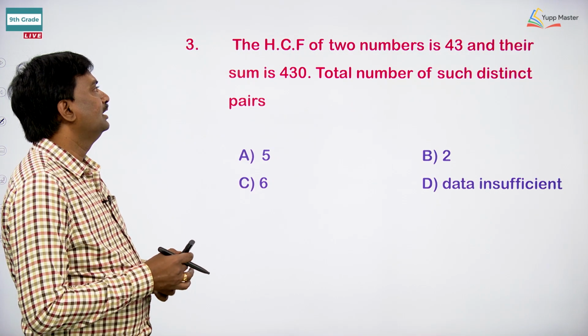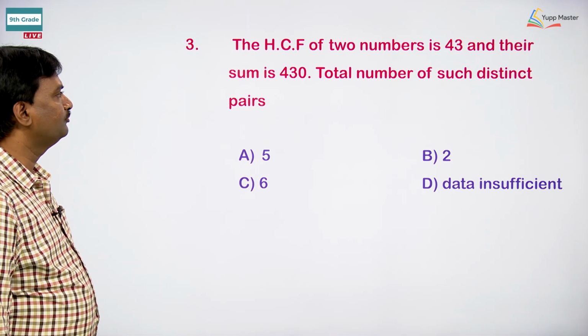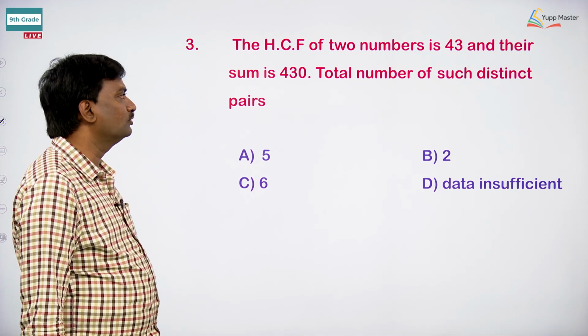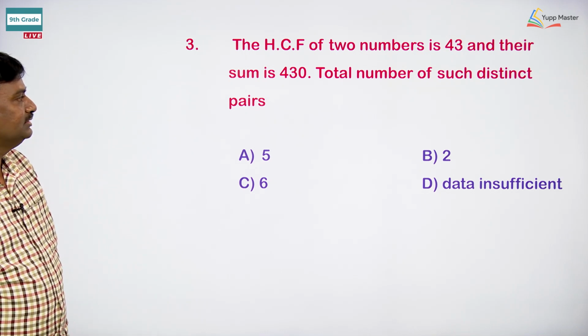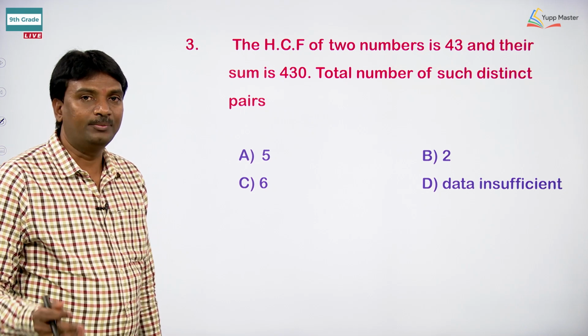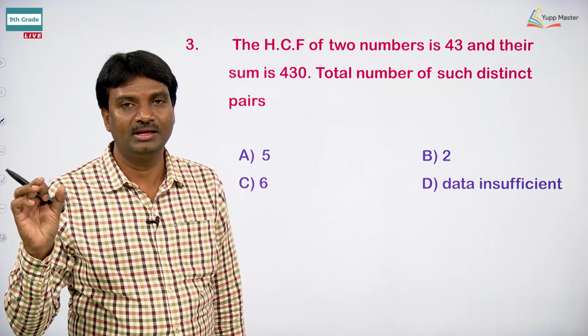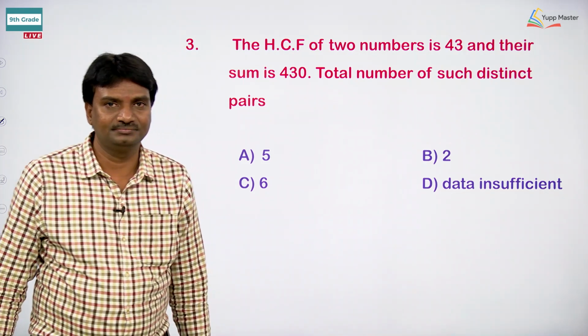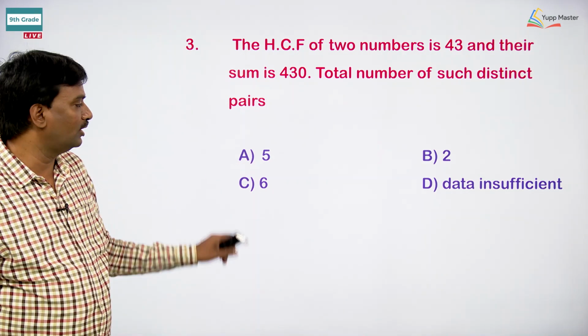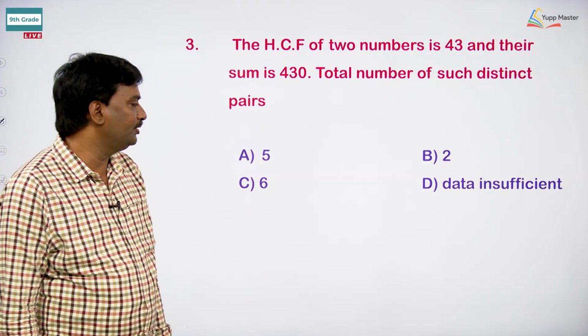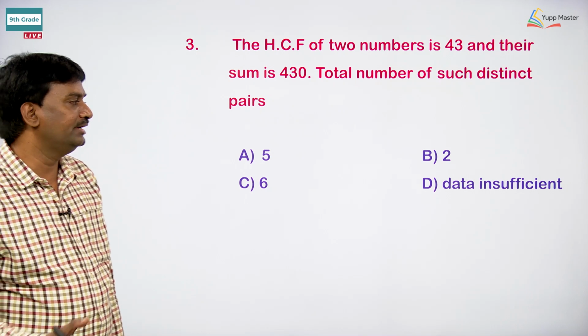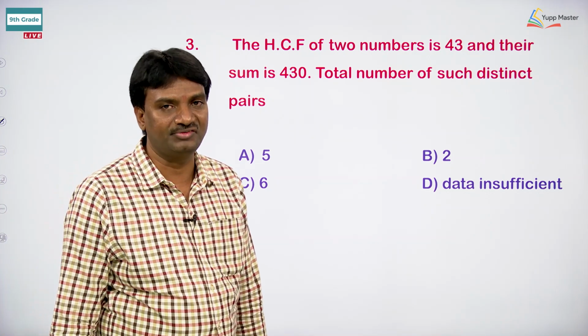Look at this problem. The HCF of two numbers is 43 and their sum is 430. The total number of such distinct pairs. In the above problem, we just found the pair of two numbers. Here, how many pairs are there? Options are given as: option A is 5, option B is 2, option C is 6 and option D is data insufficient.